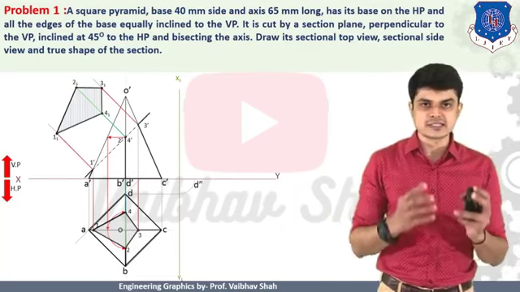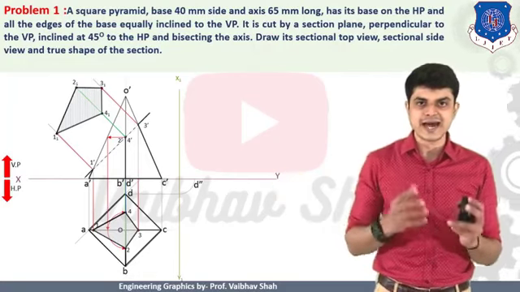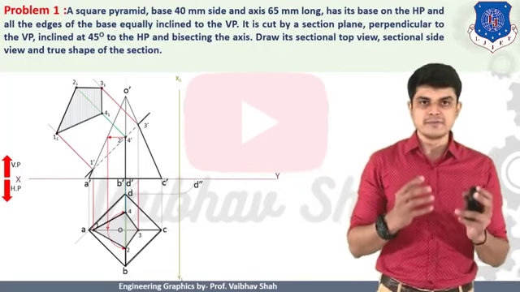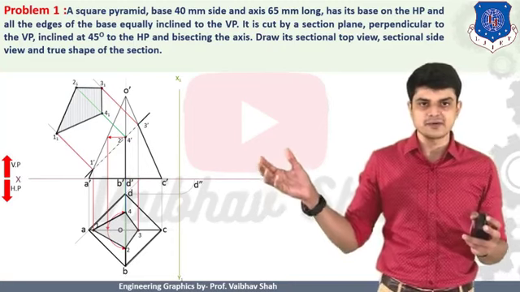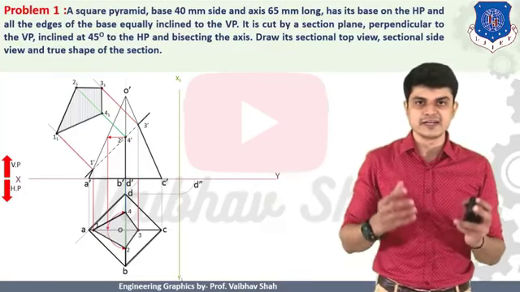D double dash is nothing but your side view. It can be generated by the intersection of the point coming from this arc as well as from the horizontal line from your front view. So you will have your point D double dash generated. So we know that on this arc your point coming is your point D, and on the horizontal line from your front view you will have point D dash coming.